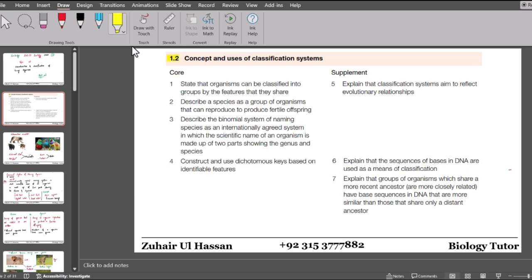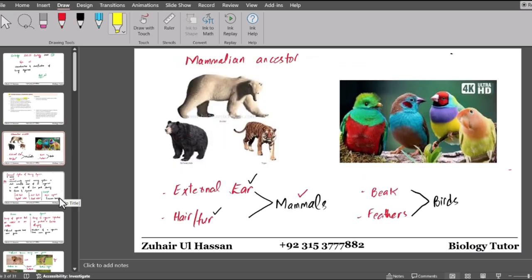Point number 1, state that organisms can be classified into groups by the features that they share. For example, there are two different diagrams here. In the very first diagram, the organisms have some similar characteristics. All these organisms share common features such as having an external ear and hair present on the skin. So these organisms are classified into a group. That group is known as the mammals.